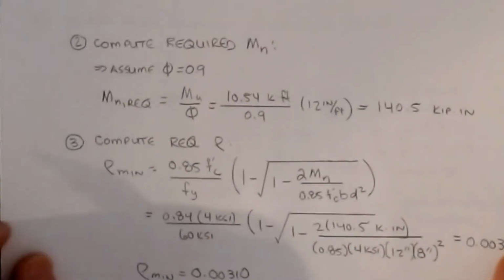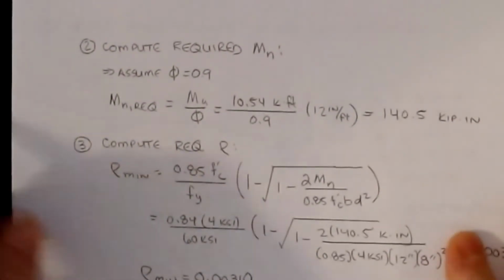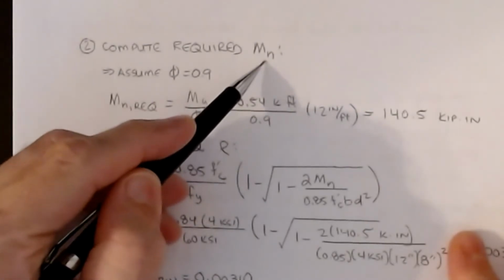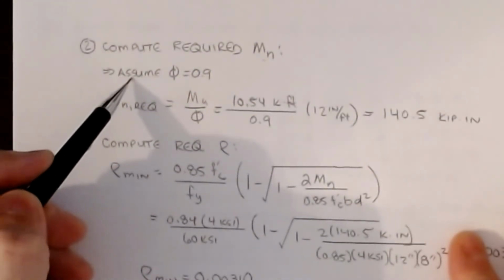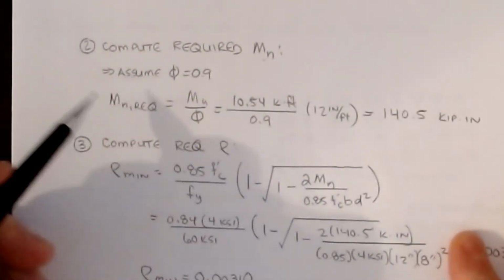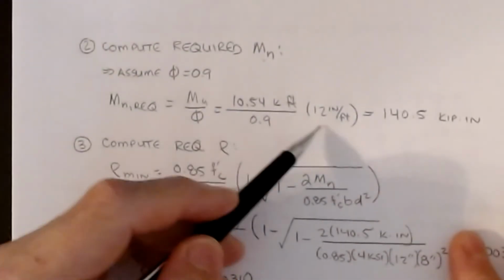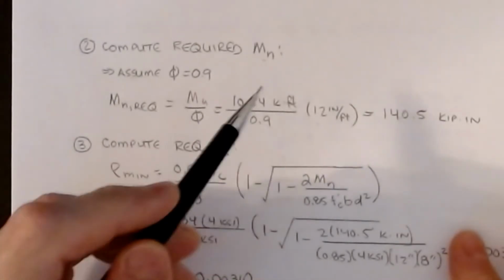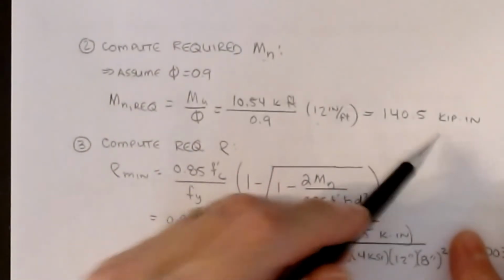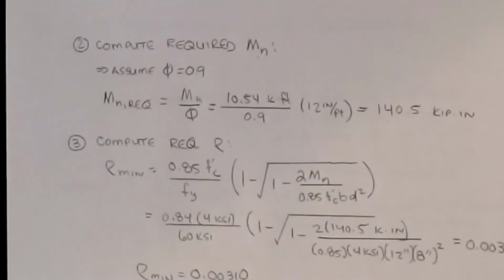All right, so now we're up to computing our required Mn, because we need Mn, not Mu. Again, we're going to assume phi of 0.9. My Mn required then is Mu over phi, and then I'm going to convert that to kip inches by multiplying by 12, so I have 140.5 kip inches as my nominal moment.